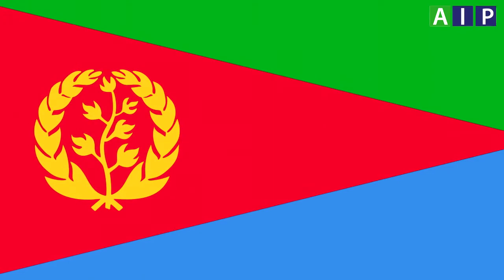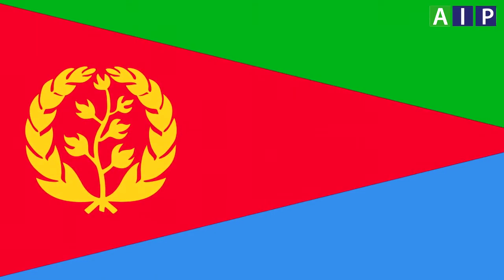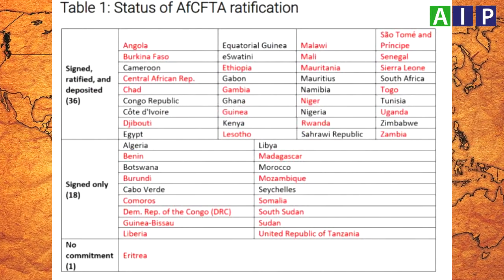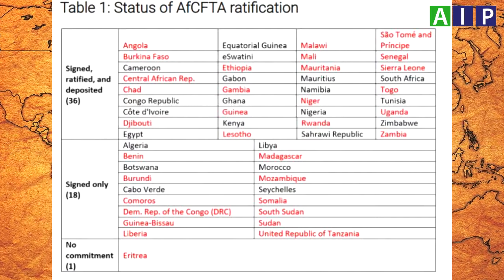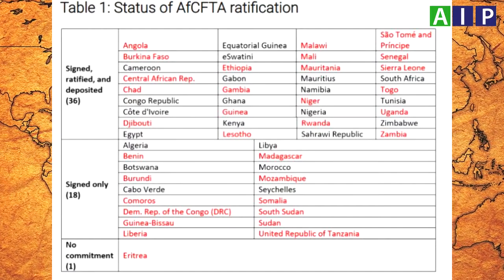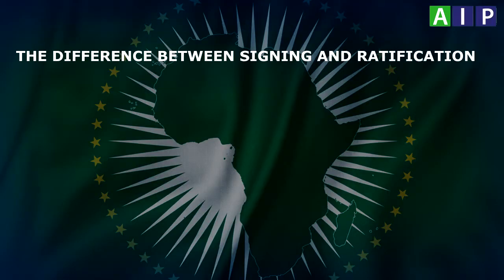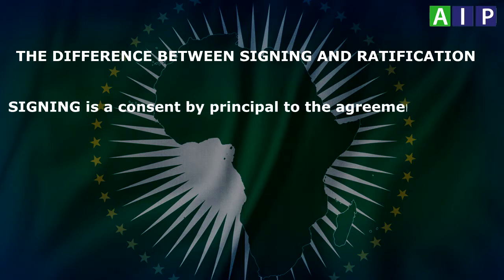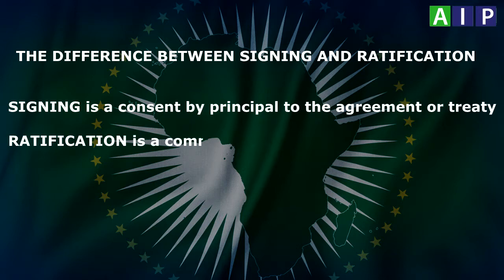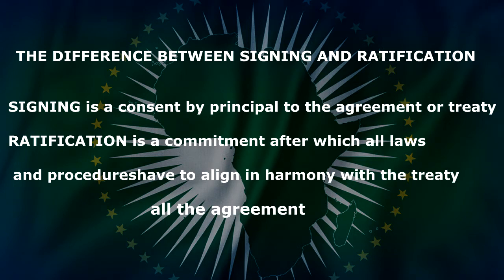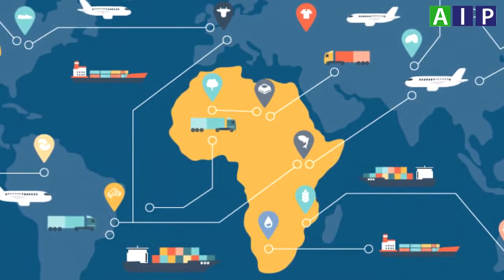All African countries have signed the agreement except one, Eritrea. 36 have submitted their instrument of ratification. 18 have only signed the agreement. So what is the difference between signing and ratification? Signing is a consent by principle to the agreement or treaty. Ratification is a commitment after which all laws and procedures have to align to be in harmony with the treaty or the agreement.